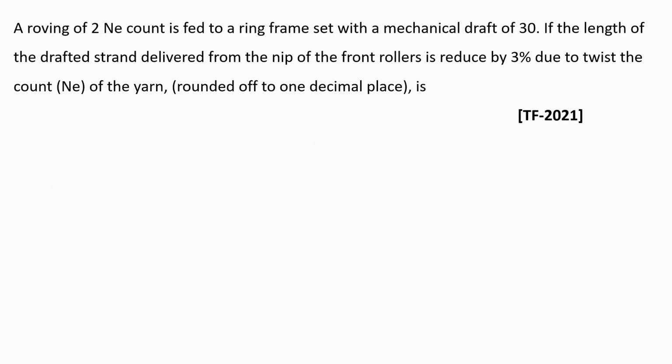A roving of 2 Ne count is fed to a ring frame set with a mechanical draft of 30. If the length of the drafted strand delivered from the nip of the front rollers is reduced by 3% due to twist, the count in Ne of the yarn, rounded off to one decimal place, is? So the yarn count is given in Ne. Ne is an indirect count.